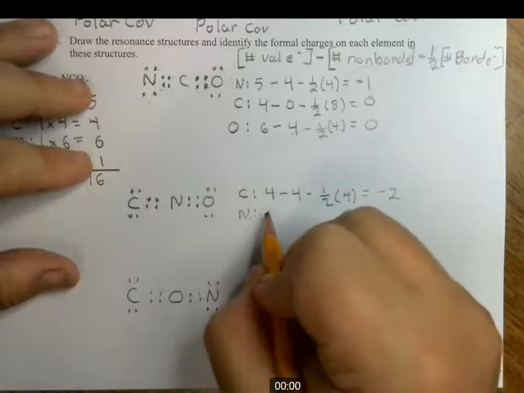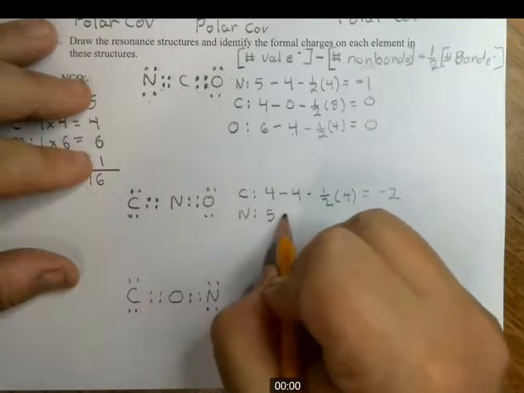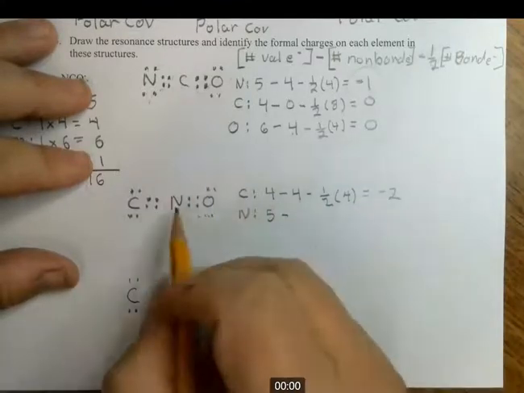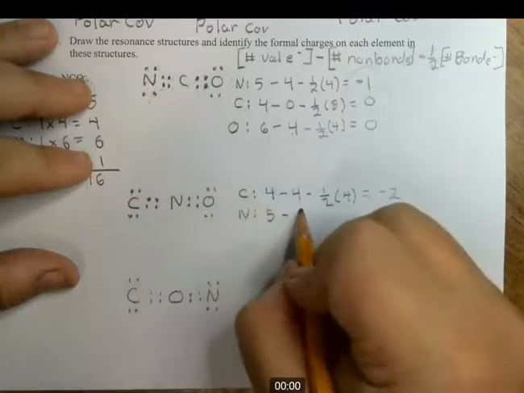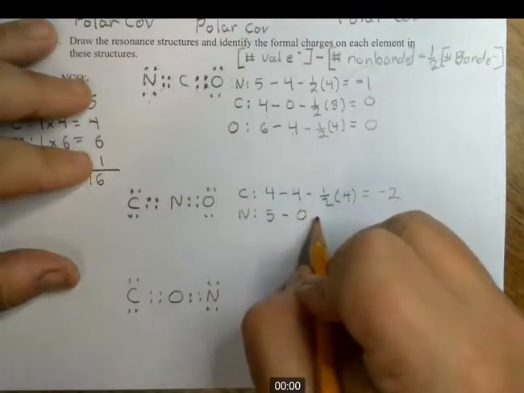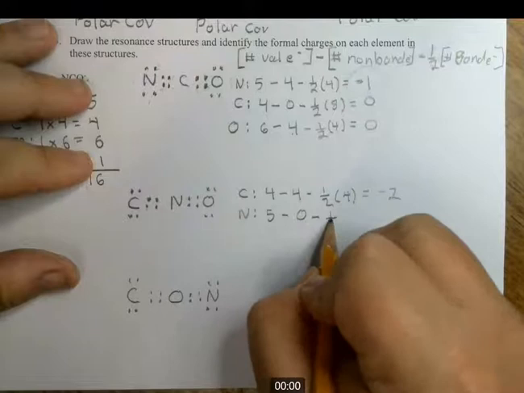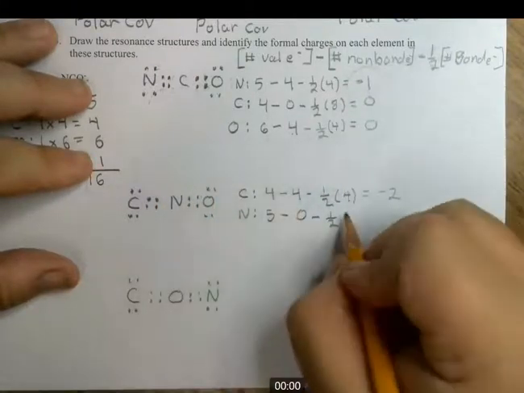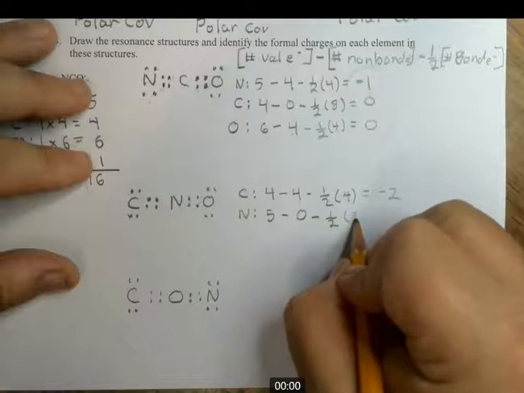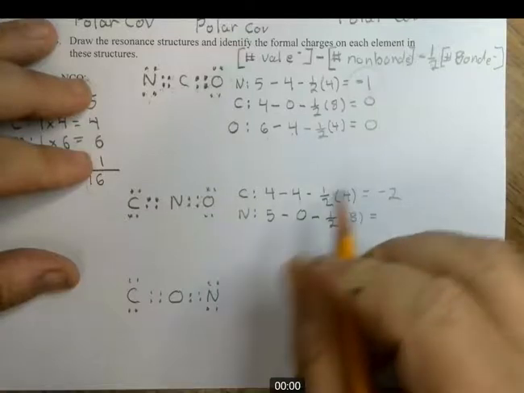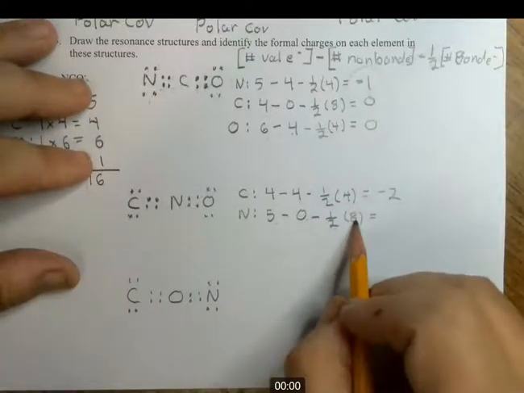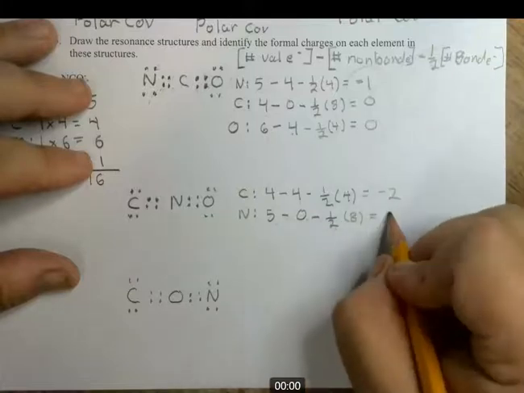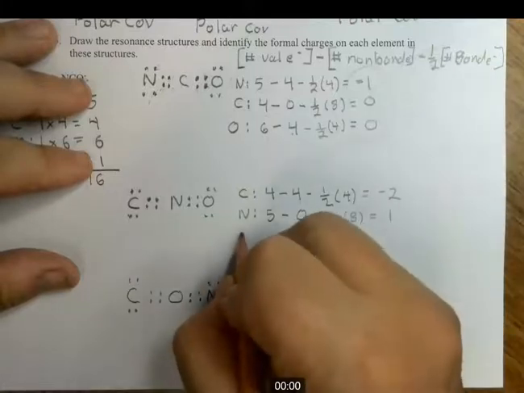All right, next is nitrogen. Nitrogen has 5 valence electrons, minus it doesn't have any non-bonding electrons in this particular configuration. And then 1/2 of the bonding electrons, which is 1, 2, 3, 4, 5, 6, 7, 8. So that's 8, half of 8. So 5 minus 0, half of 8 is 4. So 5 minus 4 gives you 1. Finally, oxygen.